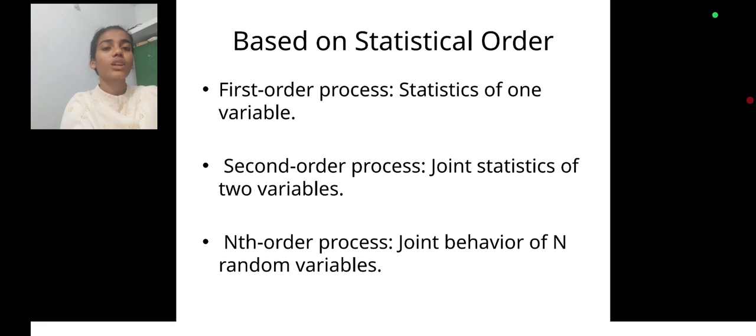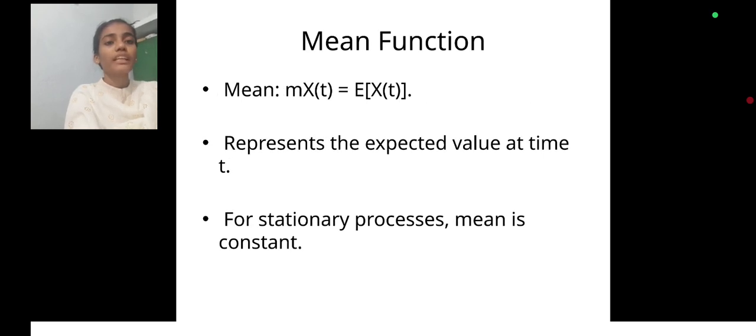Based on statistical order: first order process, statistics of one variable; second order process, joint statistics of two variables; nth order process, joint behavior of n random variables. Mean function. Mean is represented as mX of t, which equals the expectation of X of t. It represents the expected value at a particular time. For stationary processes, the mean is constant.